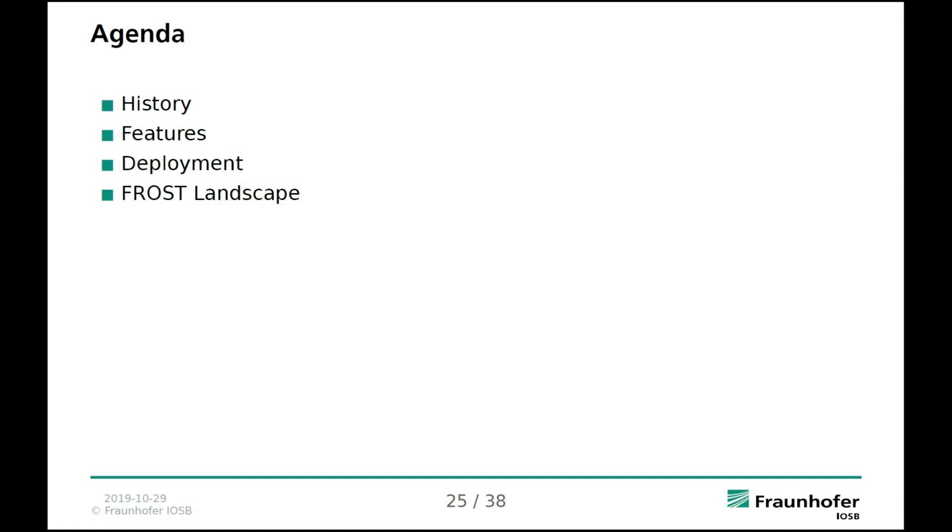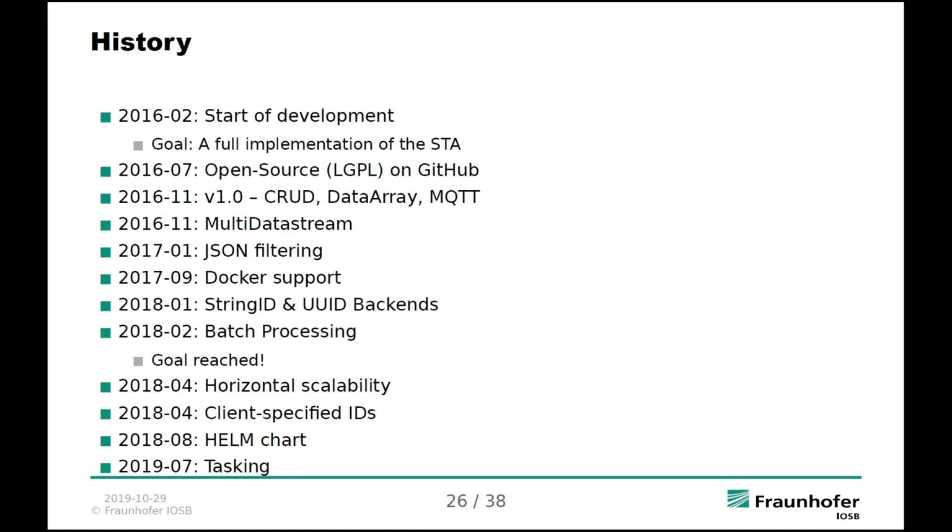The agenda is quite short for this one. We have a bit of the history, then a few features that go beyond the standard, how to deploy a server, and then a quick look at the FROST landscape. In the beginning of 2016, we started the development even before the standard was released. And at the end of 2016, we had officially released our first version, including create, read, update, delete, data array, and MQTT.